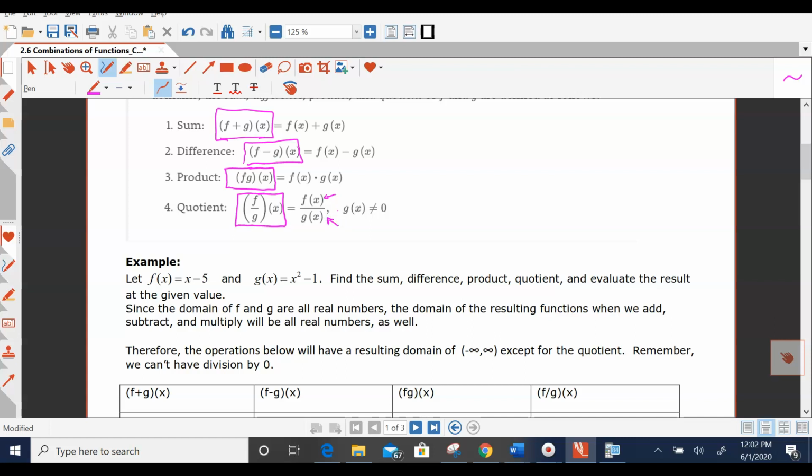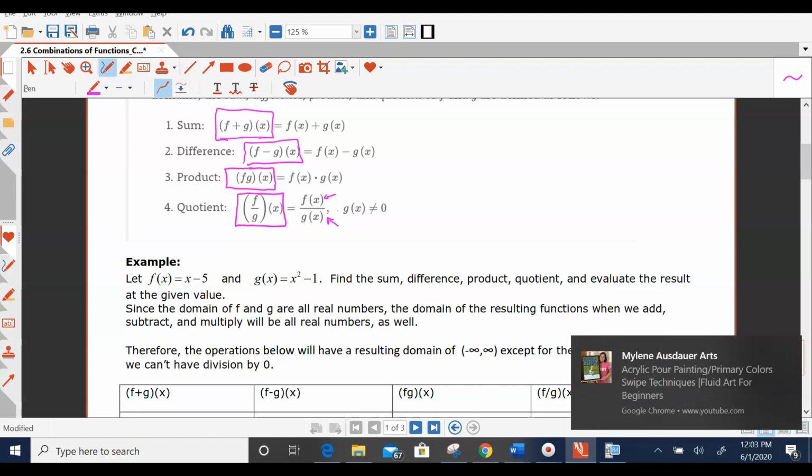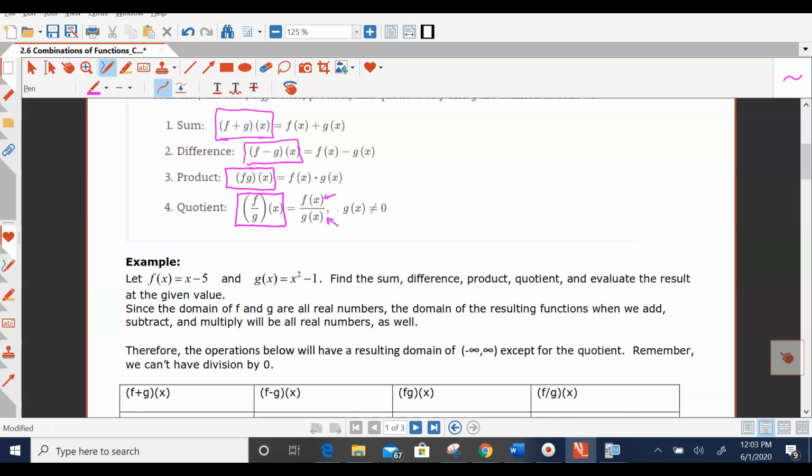When we construct a division out of two functions, we've got to make sure that the denominator is not equal to 0. So when we form the quotient, we have to check that denominator and make sure that the denominator is not equal to 0. You'll see that in an example.